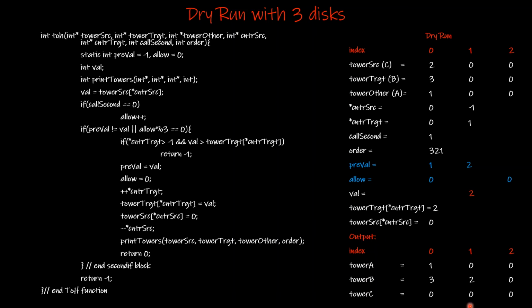The print tower function is called, and then we have this particular output. A of course was not part of the transfer, so it is going to have the same values. B initially had 3 0, but it got value 2 from C, and so became 3 2, and tower C of course has no more values, and therefore all values are set to 0. Then with return 0, we are going to go back to the main function.